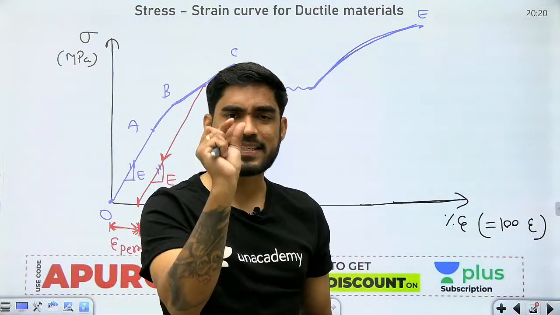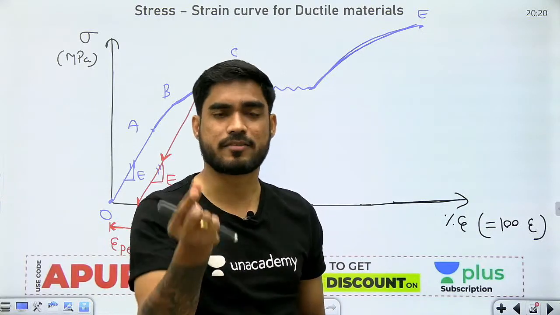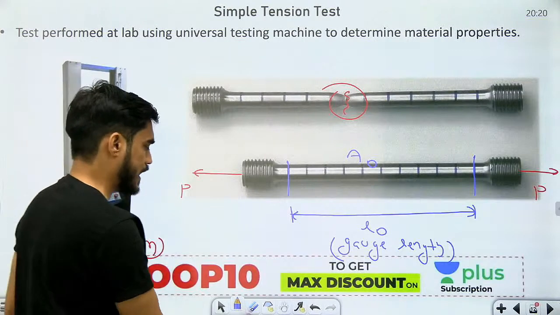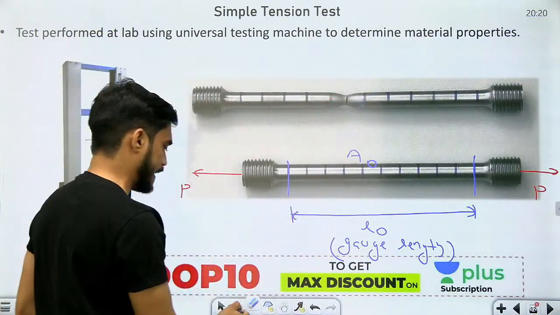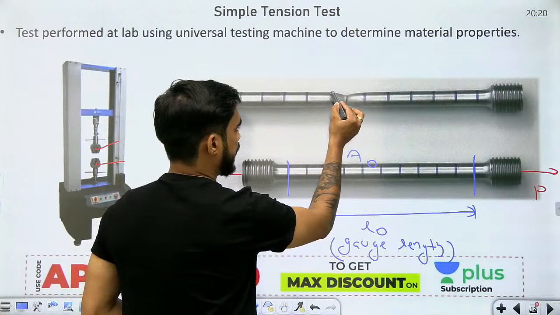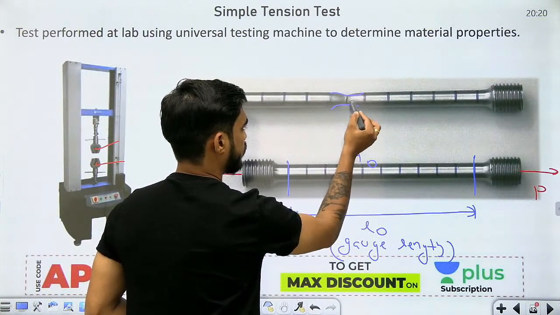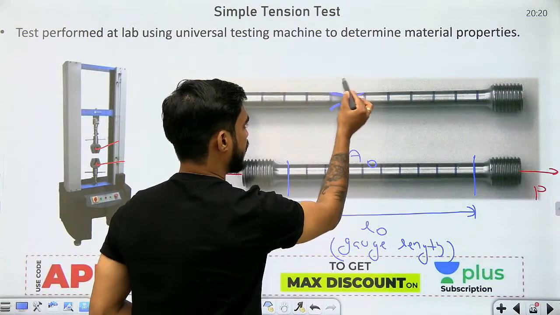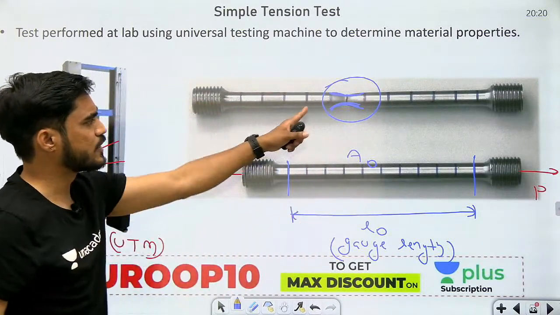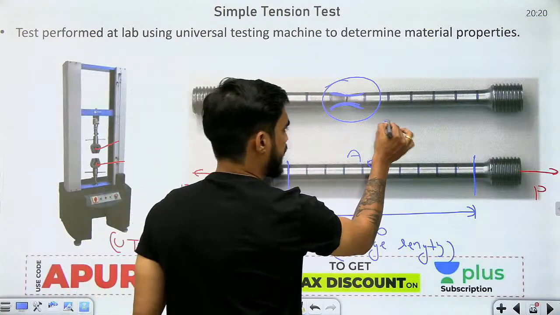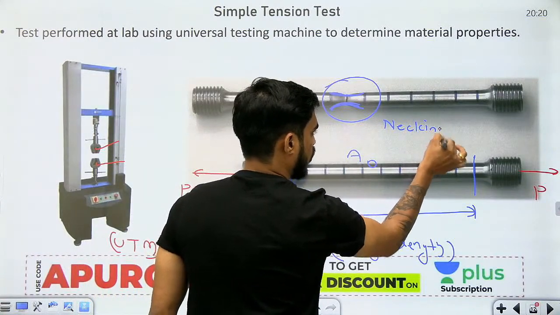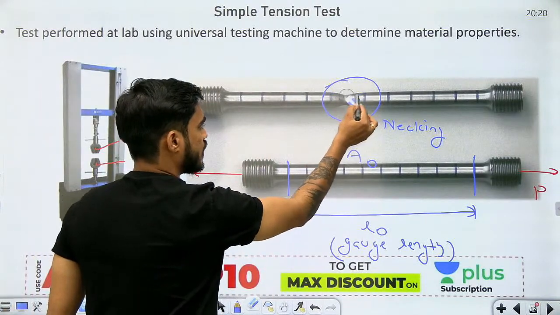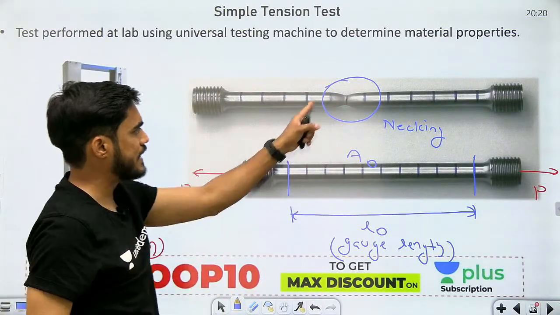suddenly the cross-sectional area of the specimen reduces. Understand it from this diagram. ये diagram आपको दिख रहा है? Do you see this diagram? The cross-sectional area is suddenly reduced. You can see that the cross-sectional area is suddenly reduced in this region. This process is known as necking. The cross-sectional area is suddenly reduced. So this process is known as necking.